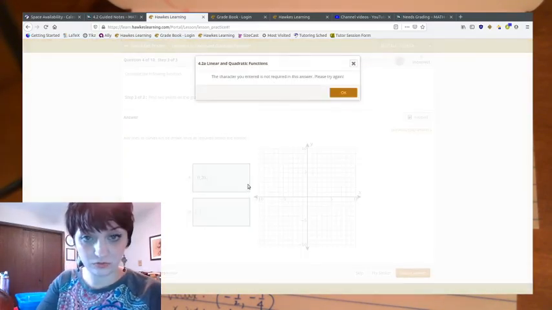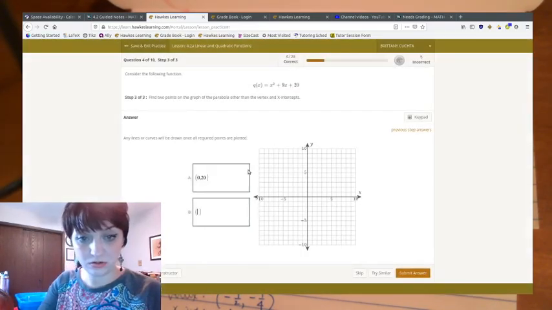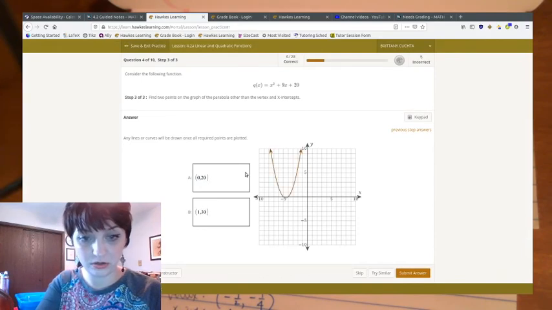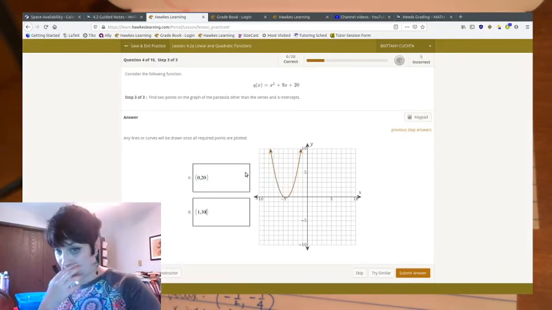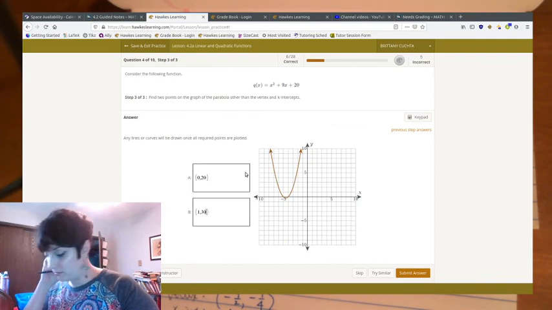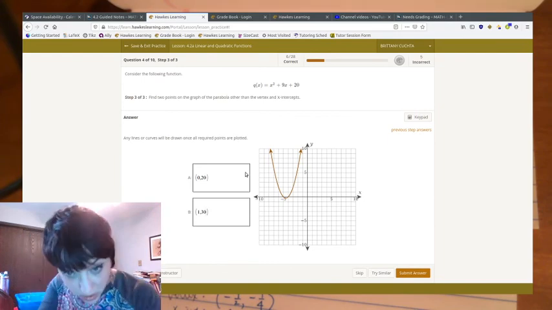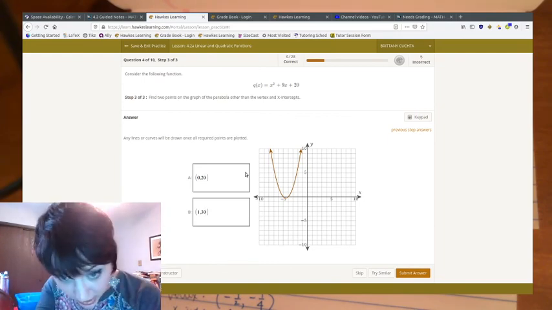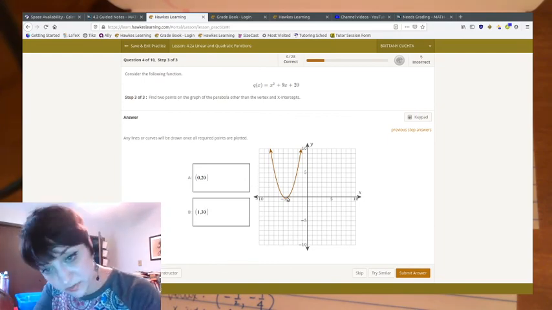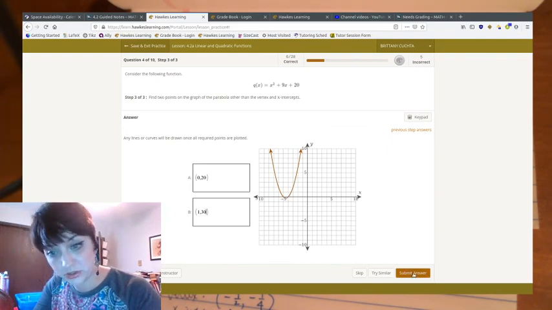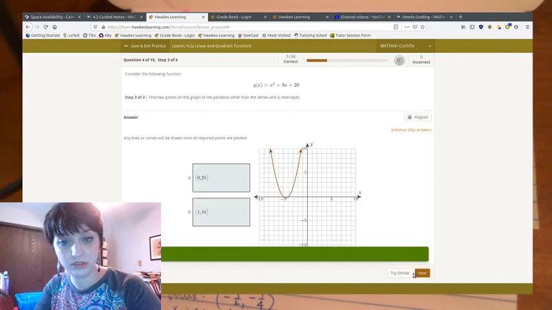So, 1 comma 30. Okay, so if I look at this graph, the vertex is negative 9/2, negative 1/4. So 9/2 is 4.5. So it looks like it's at the right spot. It's very close. It's in the right quadrant, so it should be good to go.